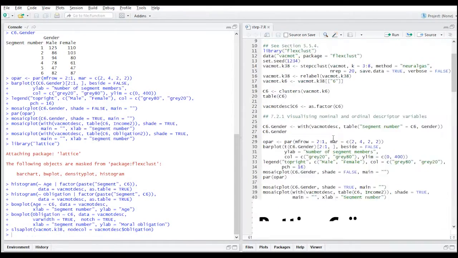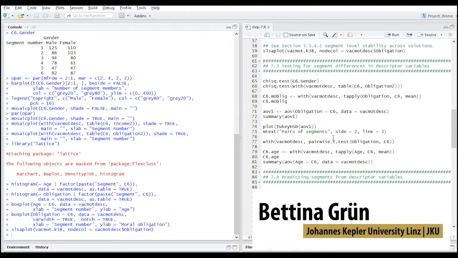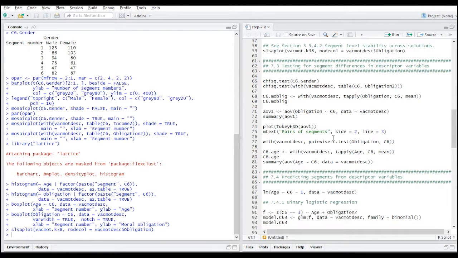Step 7, describing segments. For describing segments, we are using descriptor variables, which we haven't used for creating the segments. We can use normal statistical tests to assess if there is an association between descriptor variables and the segmentation we detected. And now we'll also distinguish between whether the descriptor variable is nominal, ordinal, or a metric variable? For nominal and ordinal variables, what we have is our cross tabulation.